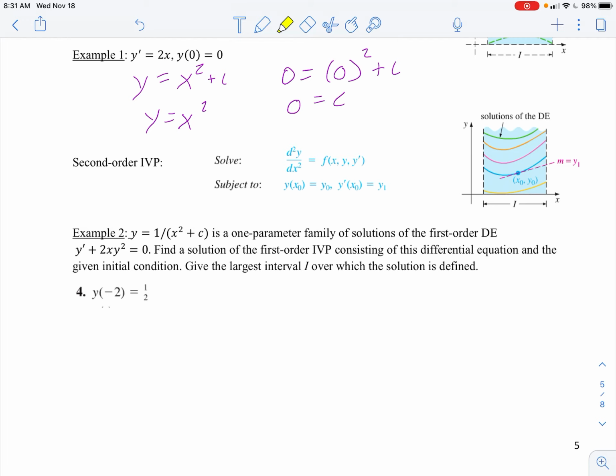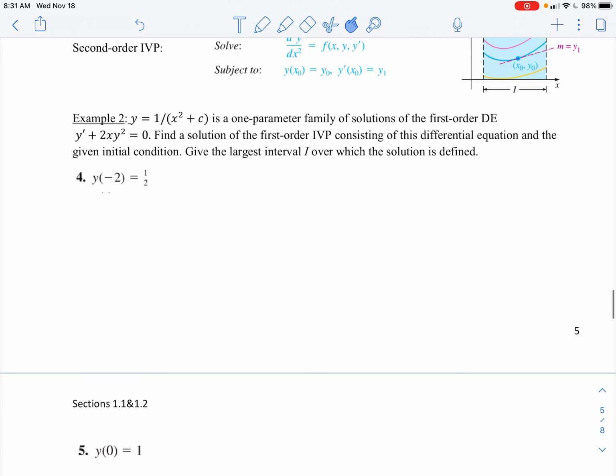So let's go ahead and look at example 2. We're going to find c, and so we have y equals 1 over x squared plus c as a one parameter family of solutions. One parameter meaning one c that we have to solve for. The first order differential equation is y prime plus 2xy squared equals 0. So they already give us the solution. We're told that y equals 1 over x squared plus c is a solution, so we don't have to find it.